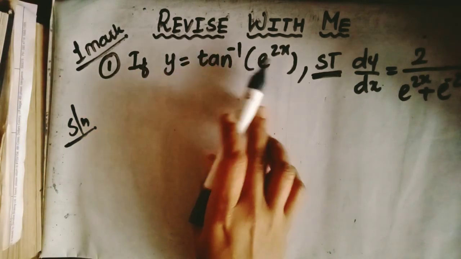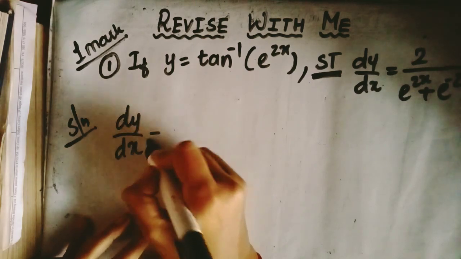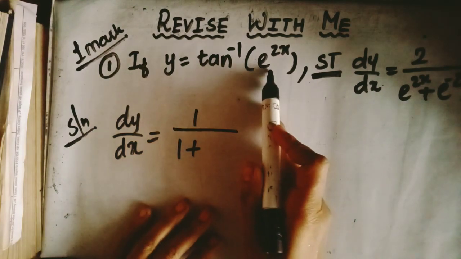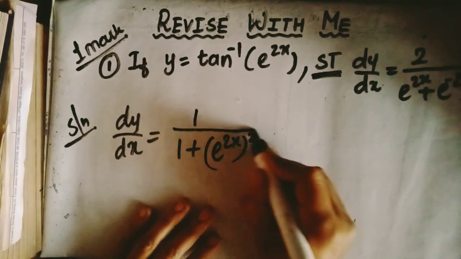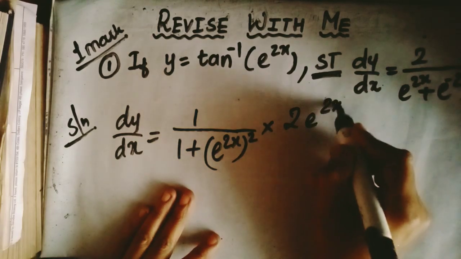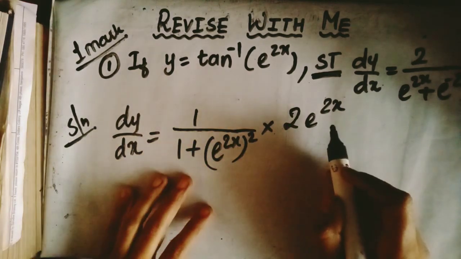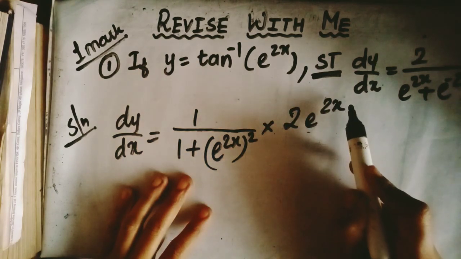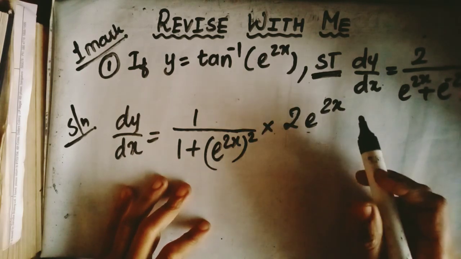Y is tan inverse of e raised to 2x, so you can use derivative of tan inverse of x. So derivative of tan inverse of x is 1 upon 1 plus x square, right? So in place of x we have e raised to 2x square, and then the derivative of e raised to 2x, that is 2 e raised to 2x. Okay, now we want here 2, right? We don't want this term, so we can divide both numerator and denominator with e raised to 2x.